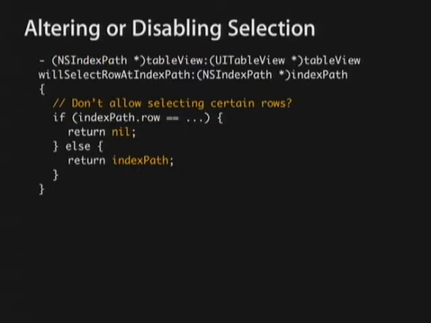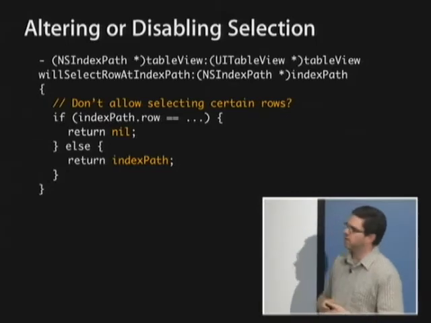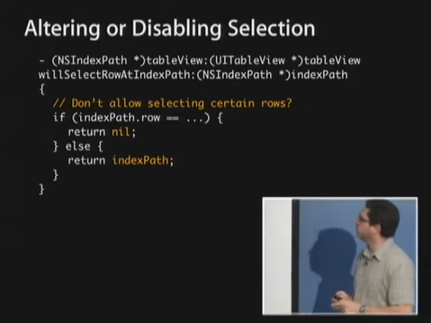Here we've also optionally implemented the will select row at index path. If you want to do something like prevent a given row from being selected, you can do that here. There's other ways to do that, but this is one way to do it.